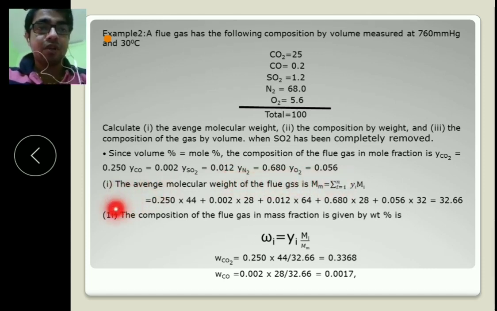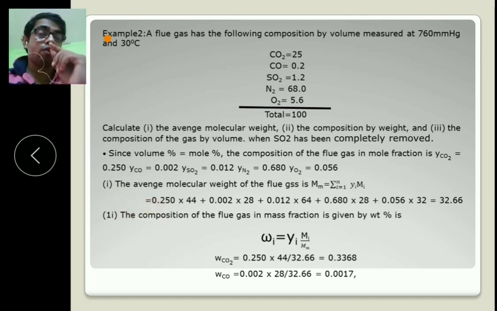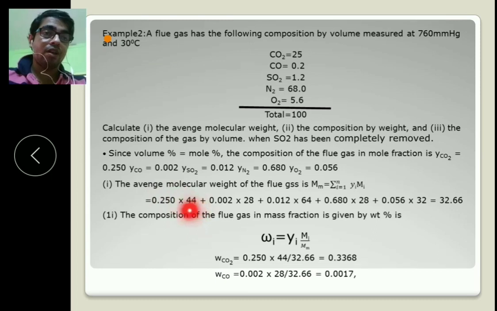Average molecular weight, what is the formula? y1 m1 plus y2 m2 plus y3 m3. In that formula we put all the values. Carbon dioxide molecular weight is 44, carbon monoxide 28, sulfur dioxide 64, nitrogen 28, and oxygen 32, and we find the average molecular weight is equal to 32.66.